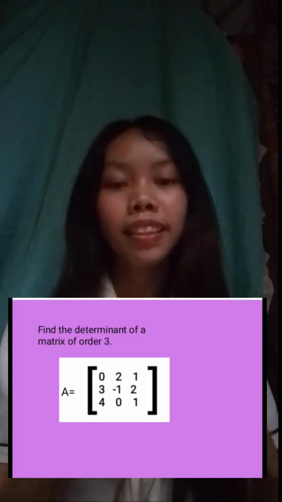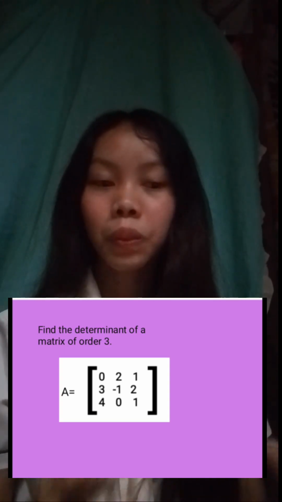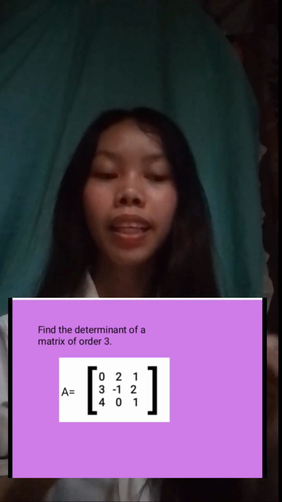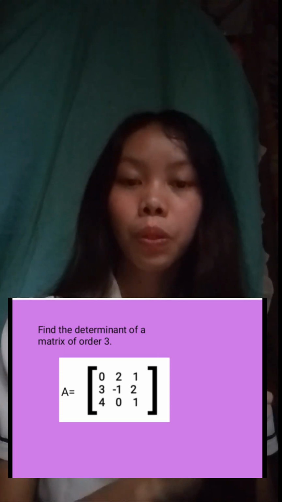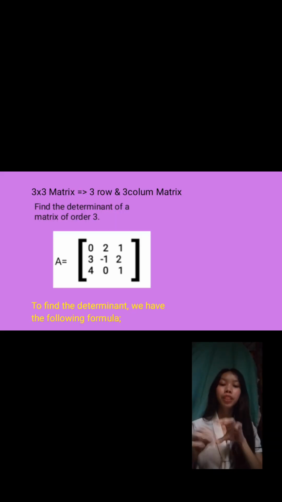So let's first discuss the matrix A. I have here an example. I have the first row, which is 0, 2, and 1. The second row, we have 3, -1, and 2. And then the third row, we have 4, 0, 1. When we say 3 by 3, we have 3 rows and 3 columns.